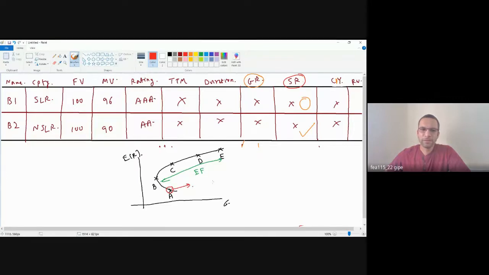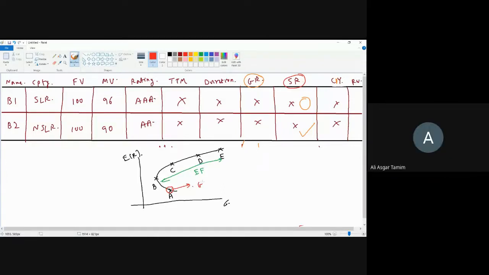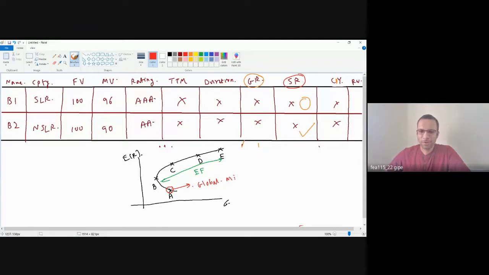So a technical name which we give to A, which might be covered in your portfolio management class. Sir, I think it's the global minimum variance point or something. Correct, correct. So global minimum variance portfolio.